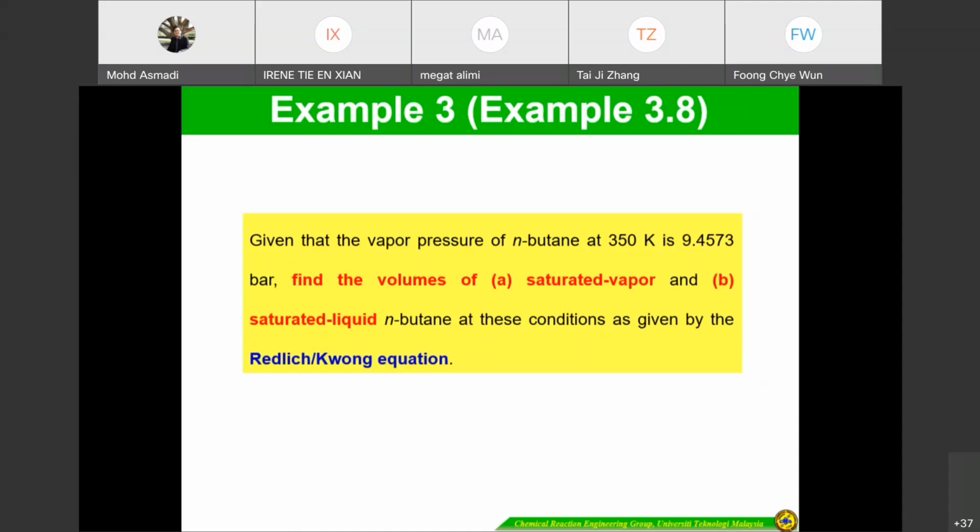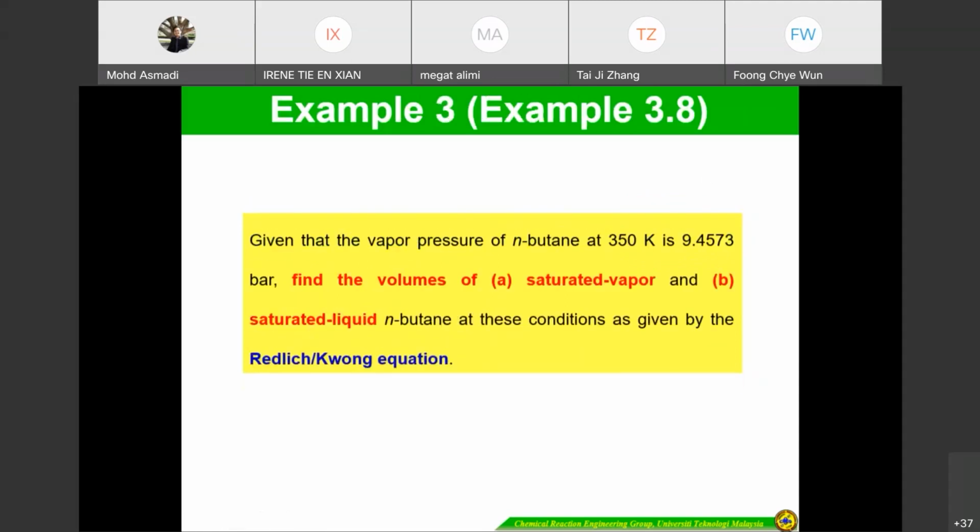This is already stated, that you have to calculate first for vapor and another one is for liquid. If not stated, at this condition you have to find whether your component is in liquid or in vapor. You have to remember that. Understand?